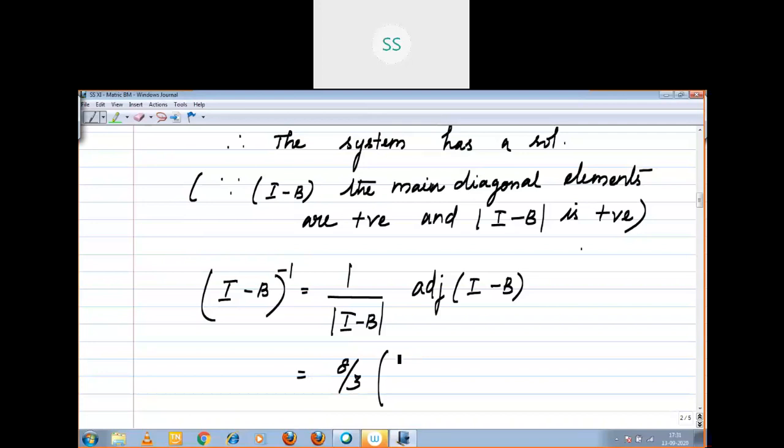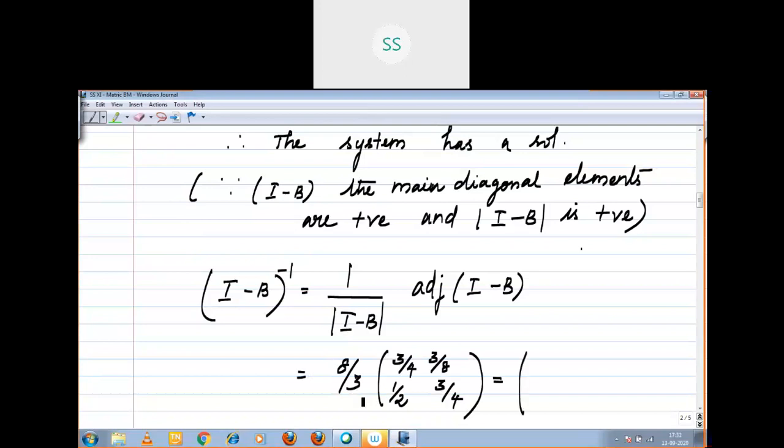8 by 3 into the adjoint. Change the main diagonal entries. You have no issue, the same elements, 3 by 4 and 3 by 4. Change the sign of the off-diagonal elements: 3 by 8 and 1 by 2.